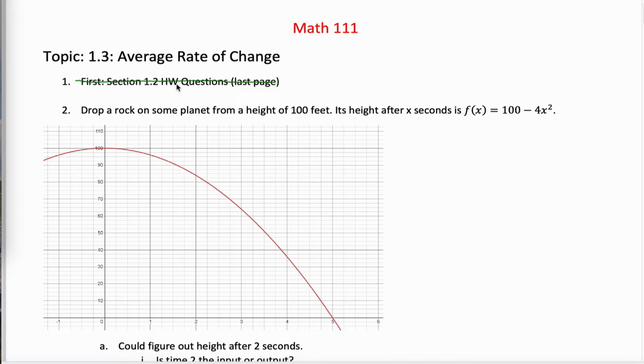All right, new section 1.3. So in 1.3, we're talking about the average rate of change, which is kind of a, I don't know, fun section, I guess. And I think it'll make the most sense to talk about it with an application.